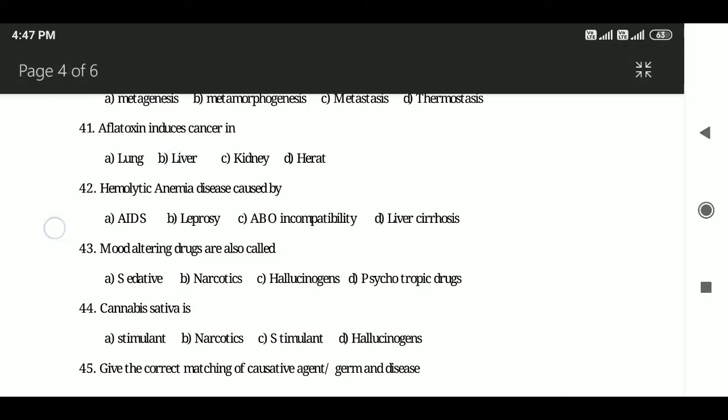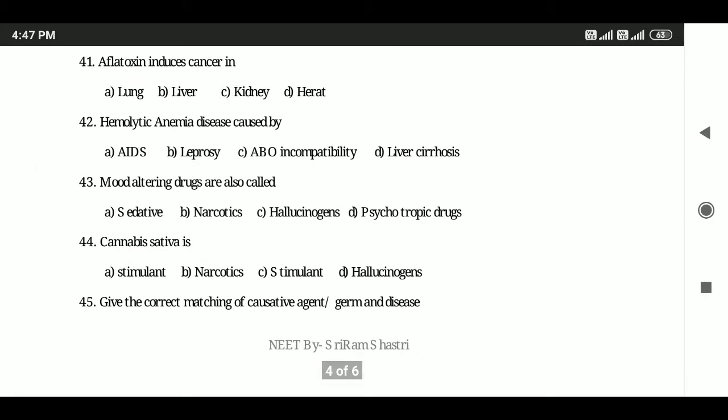B. Hemolytic anemia disease is caused by AIDS, leprosy, ABO incompatibility, liver cirrhosis. Now AIDS is not the answer, leprosy is also not the answer, ABO incompatibility does not have any relation with this, whereas liver cirrhosis is related. In some people, liver cirrhosis is the causative agent for hemolytic anemia, but there are several other reasons also, but for this question the option is liver cirrhosis.